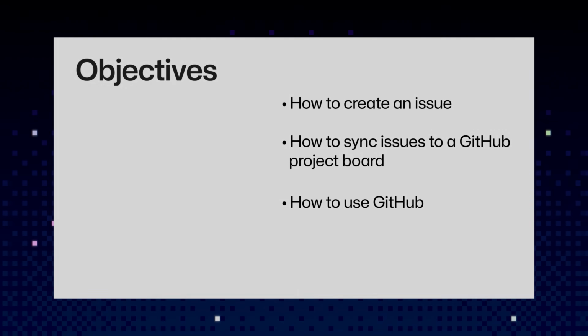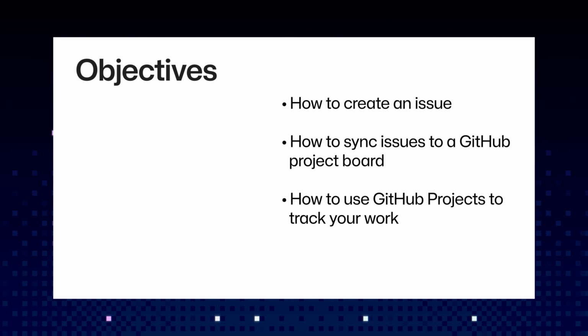Last season, we explored GitHub Copilot, and this season, we're going back to basics and exploring the core features of GitHub, starting with two of GitHub's most powerful collaboration tools, GitHub Issues and Projects. By the end of this video, you will know how to create an issue, how to sync your issues to a GitHub project board, and how to use GitHub projects to track your work.